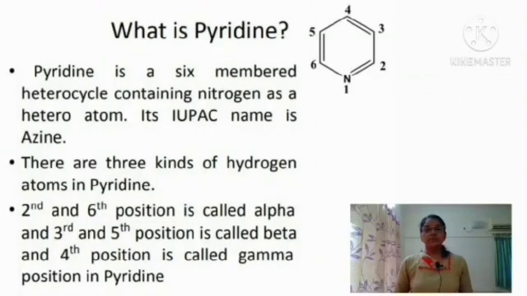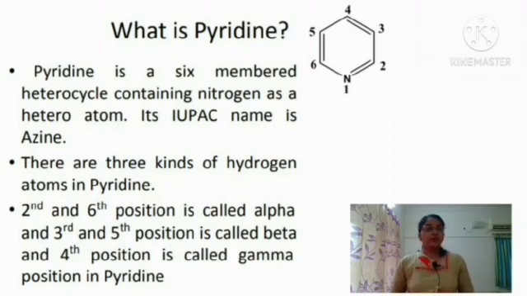Pyridine is a six-membered heterocycle containing nitrogen as the heteroatom, and it has more resemblance to benzene because it contains three double bonds which participate in the delocalization of the pi electrons, just like benzene. Moreover, it contains a nitrogen atom, and this nitrogen atom has an unshared pair of electrons which is not participating in the delocalization.